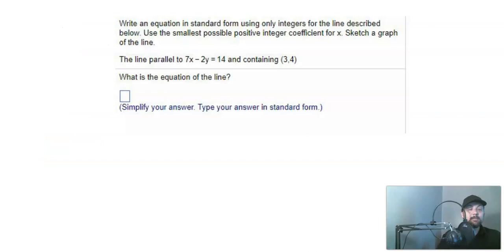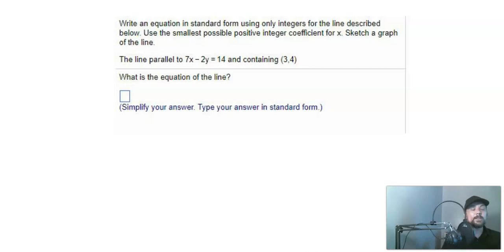All right. Anyways, write an equation in standard form. We will deal with that at the end of the problem, so don't worry about that yet. Standard form, remember, was ax plus by equals c. So this time we want to write our equation like that. We will talk about how to do that once we get to the end of the problem.